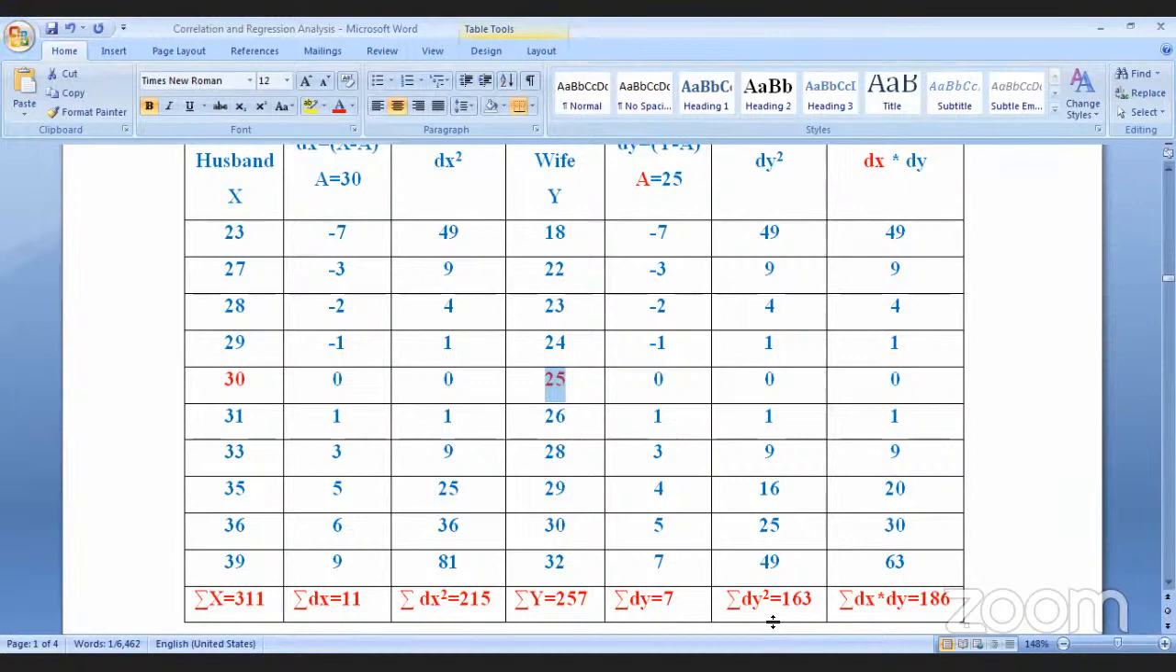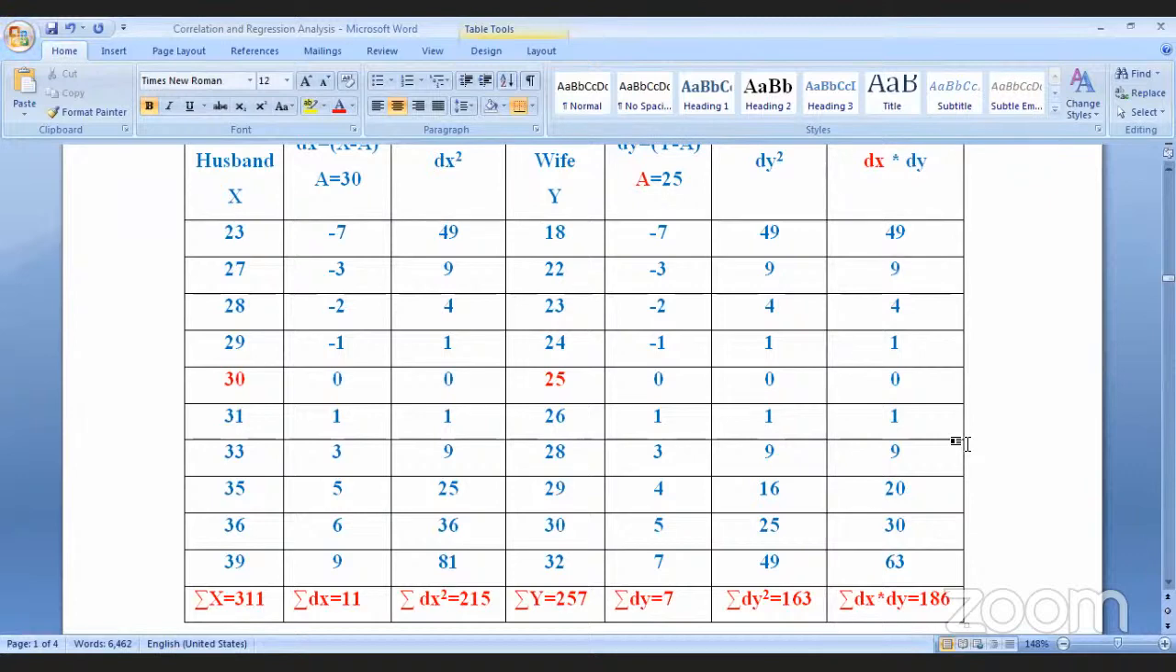Here dx into dy. We already have the dx values and dy values. 7 sevens are 49, 3 threes are 9, 2 twos are 4, 1 one is 1, 0 into 0 is 0, 1 into 1 is 1, 3 threes are 9. Finally sigma dx dy is equal to 186.